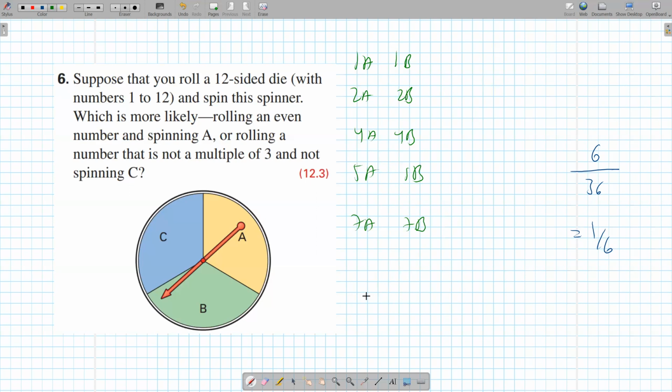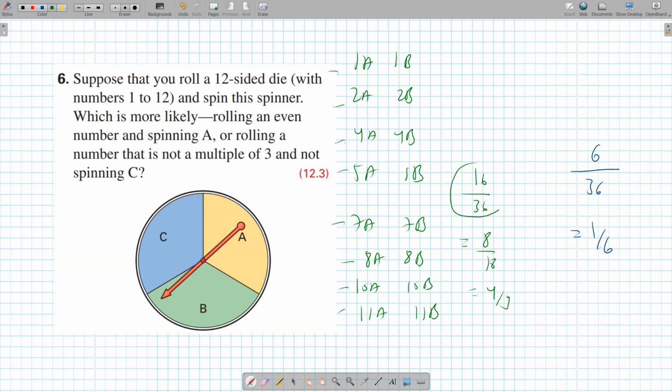Not a multiple of 3 and not spinning C. 8A and 8B. And then 9 is out. We have 10A, 10B, and then 11A, 11B, and 12 is out because that's a multiple of 3. How many are there? 1, 2, 3, 4, 5, 6, 7, 8. So that's 8 out of 18, and that's 4 out of 9.